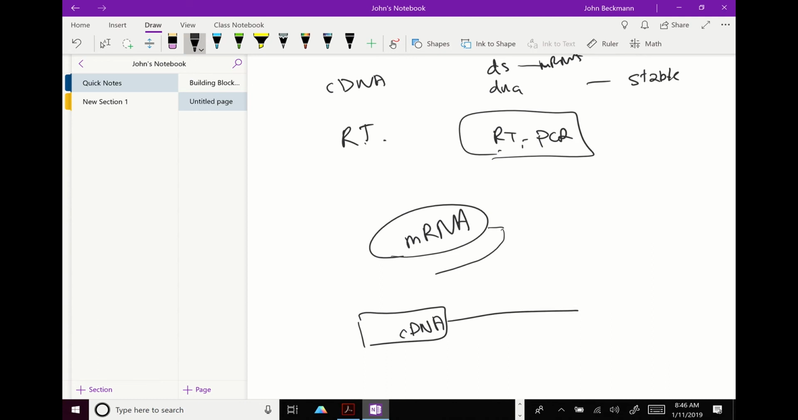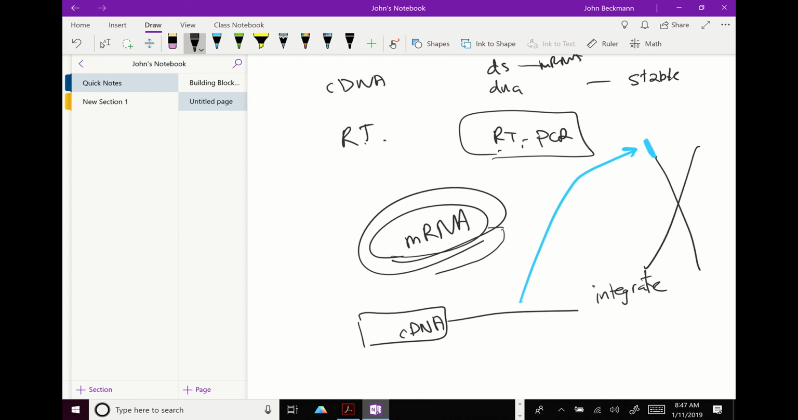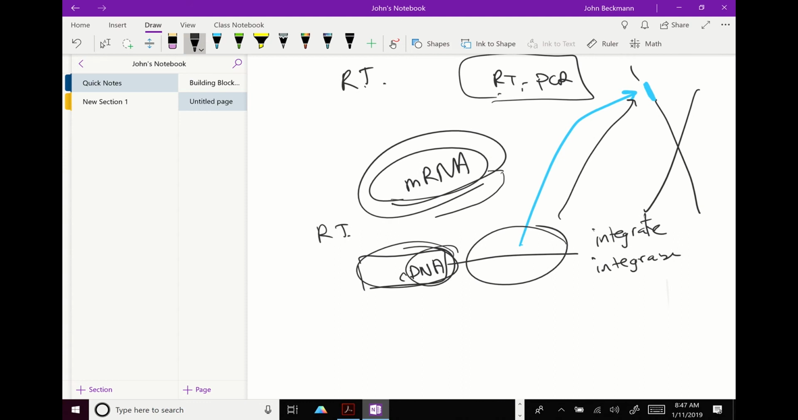And then once it's cDNA, that genome can integrate into the genome. So if you're a virus, one of their tricks is they like to integrate their DNA molecules into the genome. But you can't integrate messenger RNA into the genome. You can only integrate DNA into the genome. So you got to make DNA. So they use reverse transcriptase to make cDNA. And then they use an enzyme called integrase, which grabs their cDNA and integrates it into the genome.